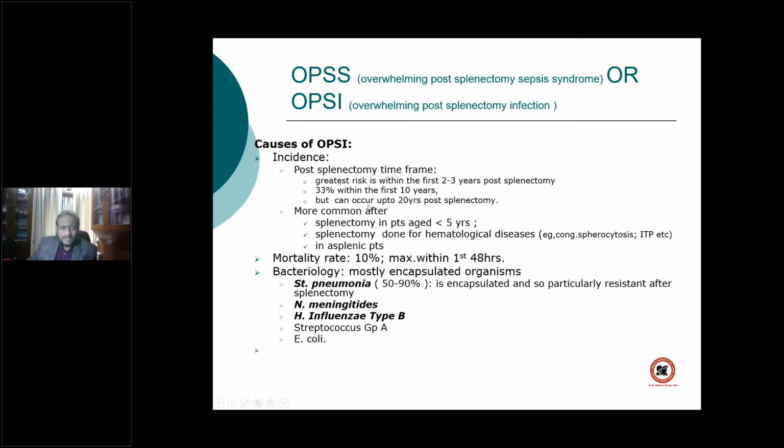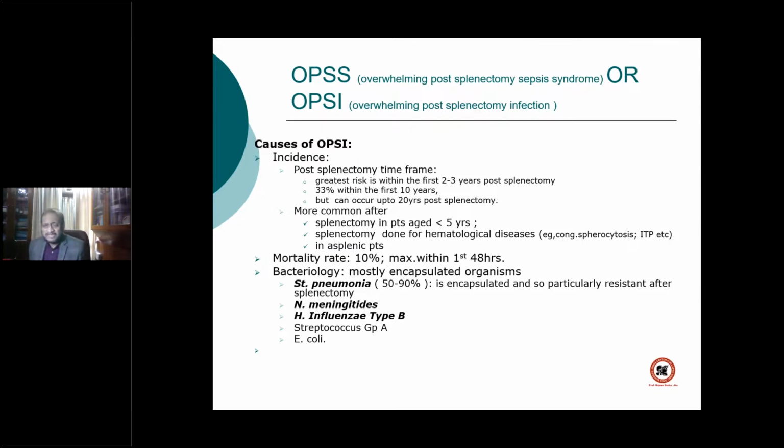Up to 20 years post splenectomy. That means if today you have a splenectomy, up to 20 years you are at increased susceptibility to get OPSI or OPSS. But the greatest risk is within the first 2 to 3 years, and one third of the patients within the first 10 years. Nevertheless, it can occur any time up to 20 years. And when is it most common? After splenectomy in patients who are less than 5 years. Remember, we said for sickle cell anemia, prefer not to do it below 6 years. Why? More complications.